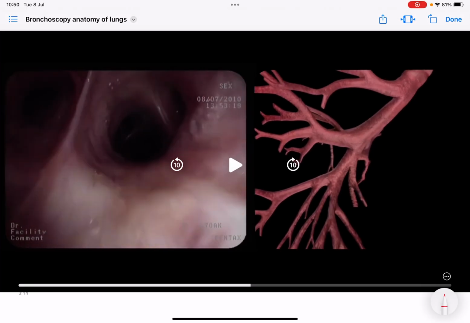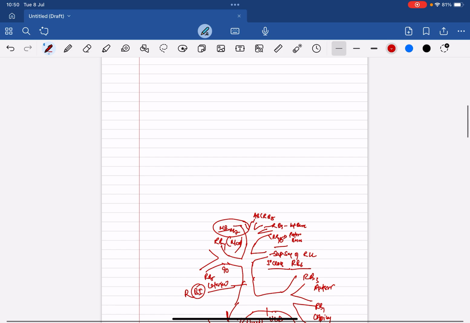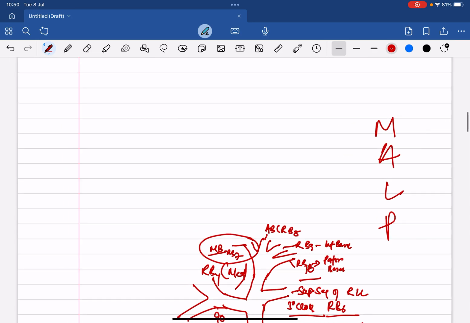And how to remember the lower lobe bronchi? I remember it in a clockwise direction always. Medial basal first, then anterior, then lateral, then posterior. I remember it by the mnemonic Malpani. This is medial basal, this is anterior basal, this is lateral basal, this is posterior basal. This is in clockwise direction.